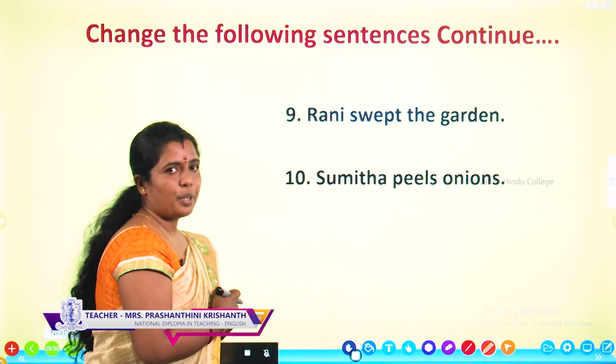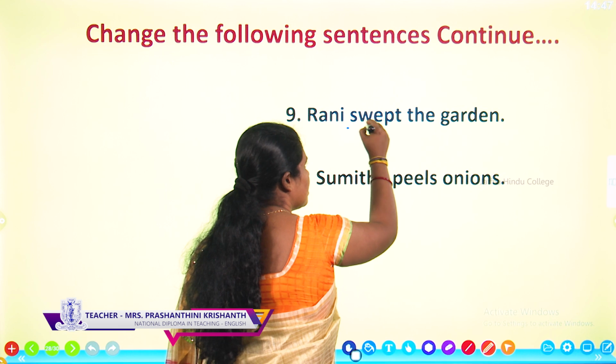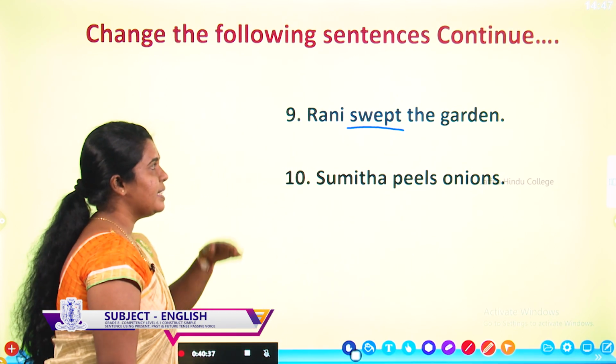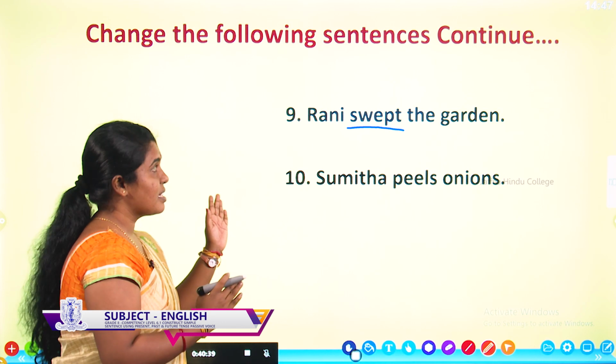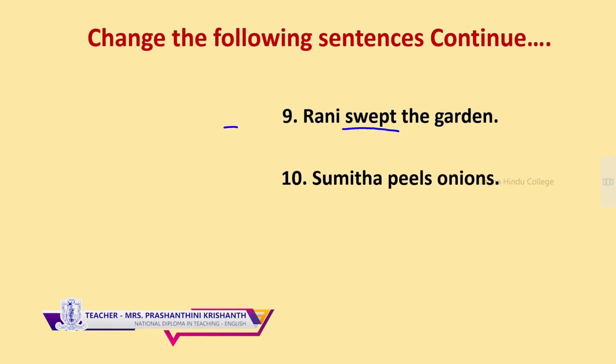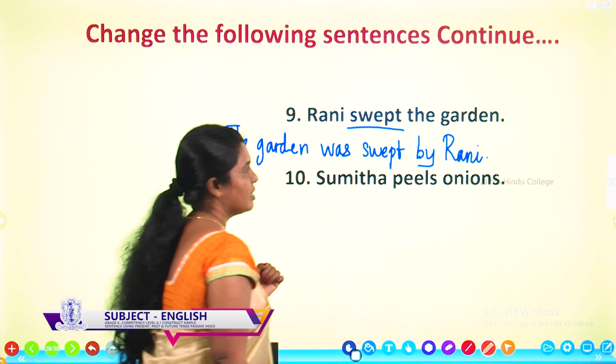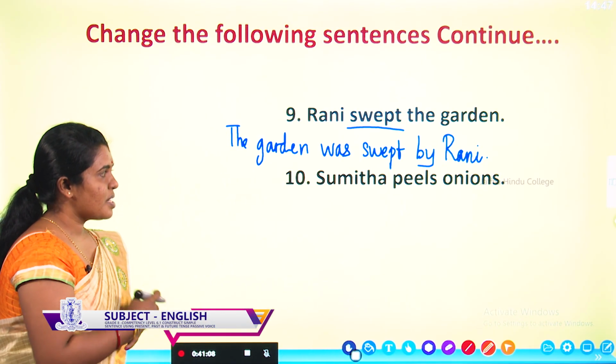Right. Other 2 questions. Number 9. Rani swept the garden. Underline the verb. Then decide what is the tense. So this is a past tense sentence. So take the object, the garden. The garden is singular. So was. What is the past participle? Swept, by, who is the doer? Rani. By Rani. Clear?